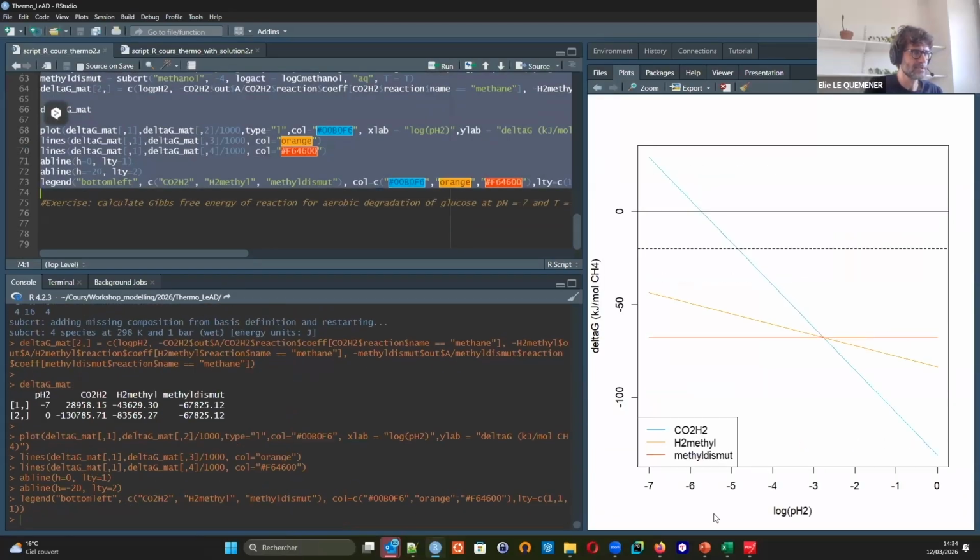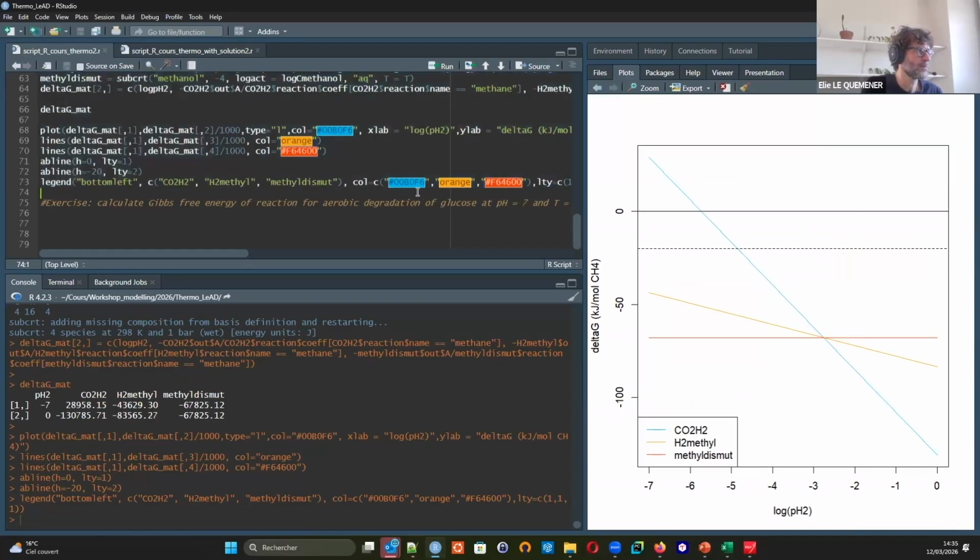And I end up with this type of graph. You see the delta G as a function of the logarithm of the partial pressure, and you have it for the three types of reactions. CO2 H2 is the hydrogenotrophic methanogenesis. You have the methyl dismutation, which is the red line, and you have the H2 methyl reaction, that is the orange line.